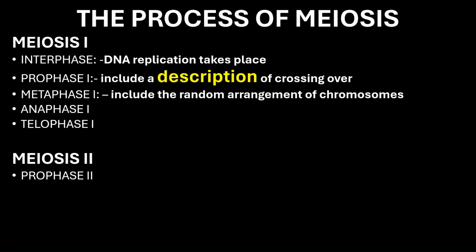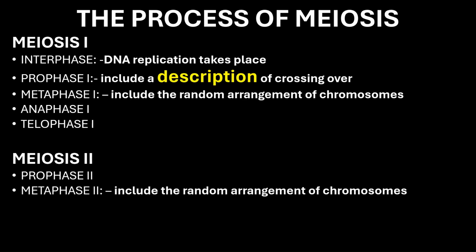So we have prophase 2, this time no crossing over. Then we have metaphase 2, and this time there will still be random arrangement, but there will be a slight difference in the number of chromosomes that will actually arrange themselves. And then we have anaphase 2, and then we have telophase 2. So that is the process. It is actually two meiotic divisions.